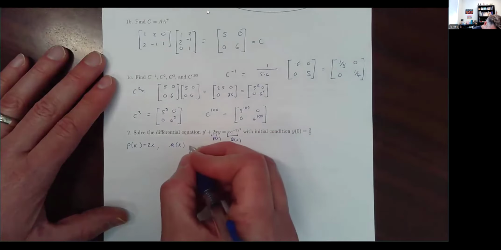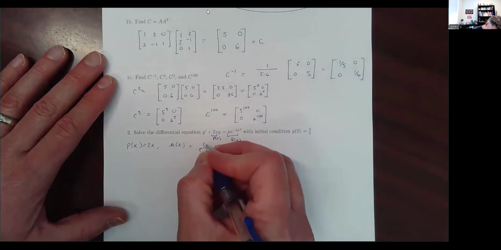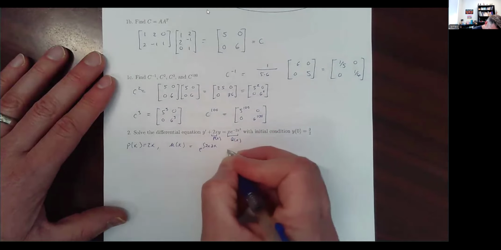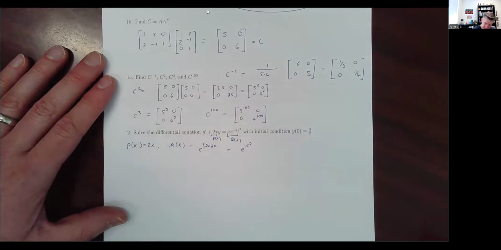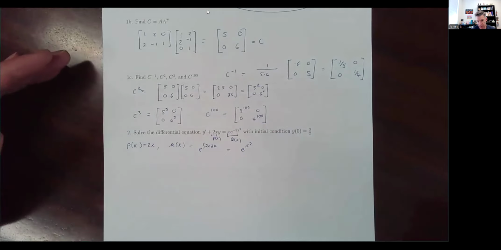Our mu of X is going to equal e to the integral of P of X, which is going to be e to the x squared. I think we should show all the work, but you might want to skip it.